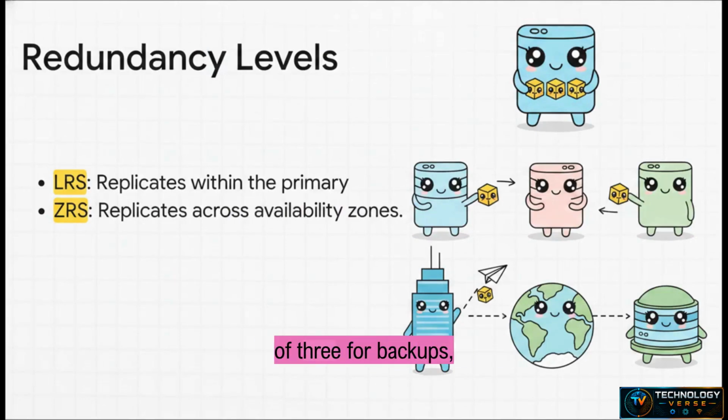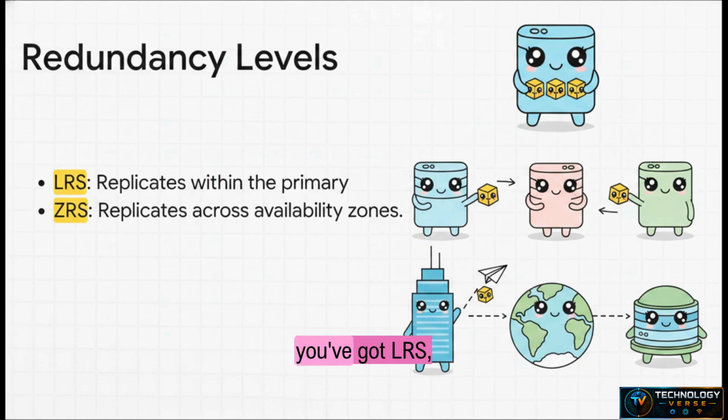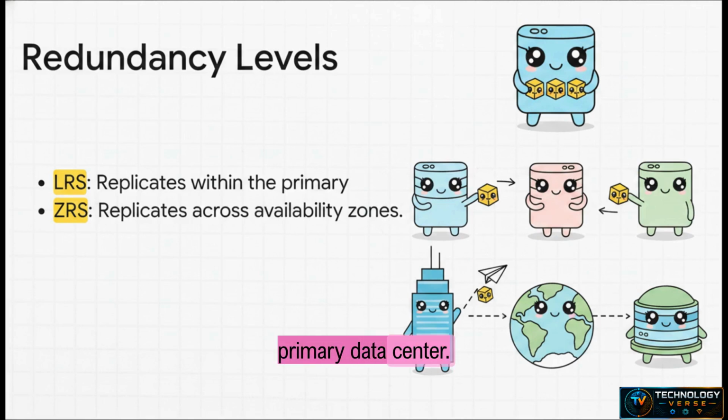Think of it as the old rule of 3 for backups, but engineered at a staggering scale. At the base level, you've got LRS, or local redundant storage. This is where data is replicated multiple times within a single primary data center. A step up from that is ZRS, zone redundant storage, which takes those copies and spreads them across multiple physical zones within a single region.